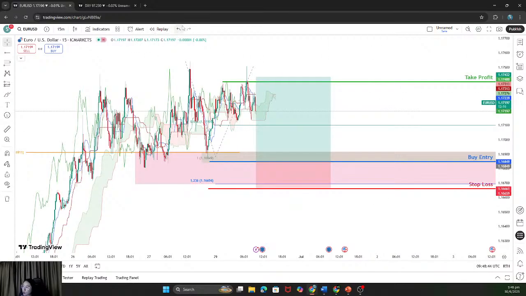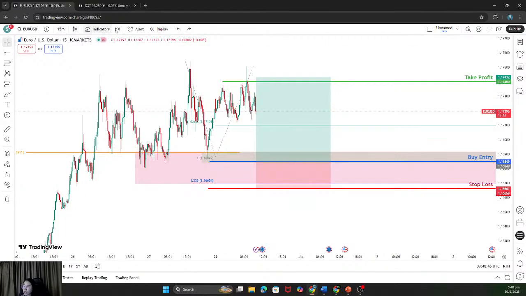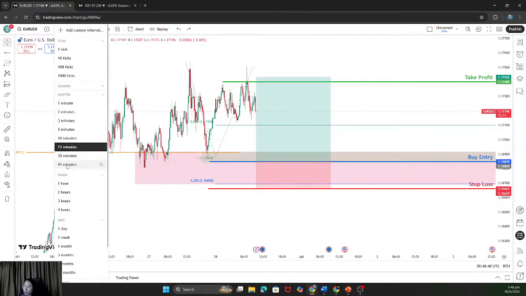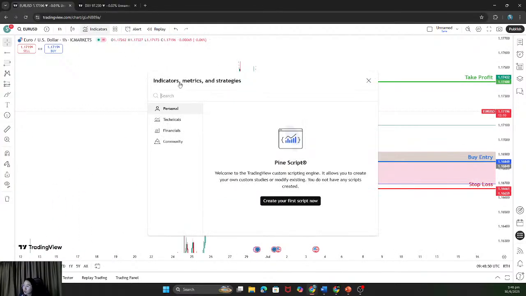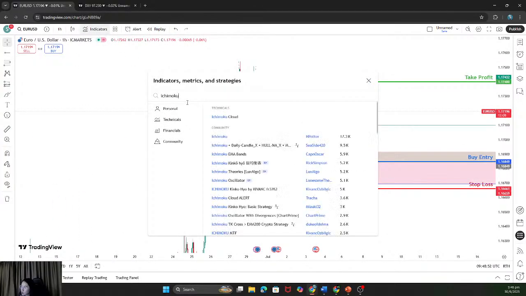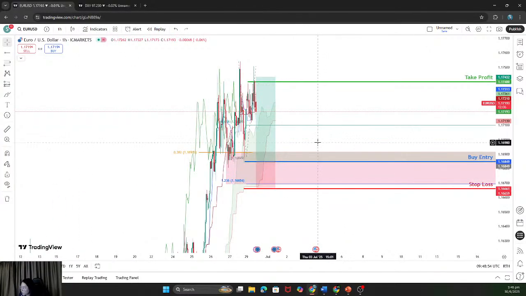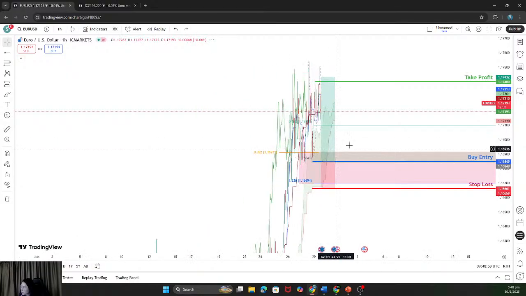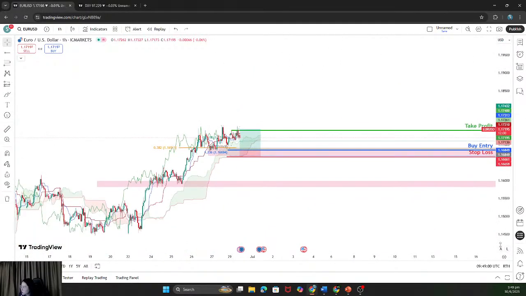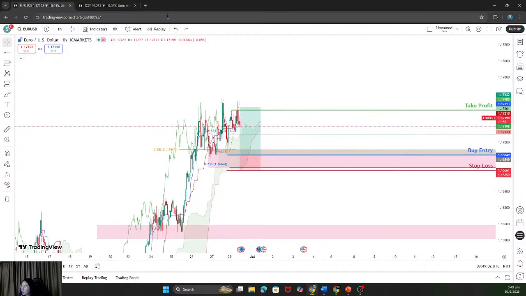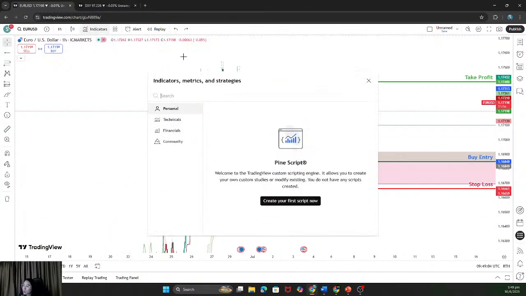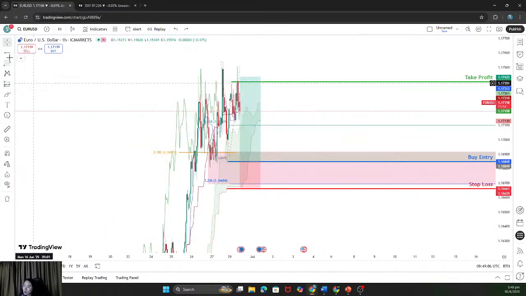We have to ignore Ichimoku because price is just going sideways right now. Ichimoku does not work in a sideways market, so there was no point in me pulling out Ichimoku, honestly. Okay, forget Ichimoku. Let's pull out the other indicators.